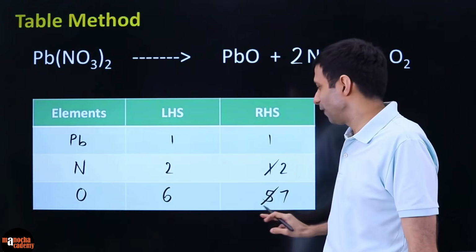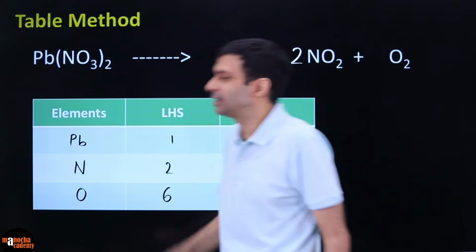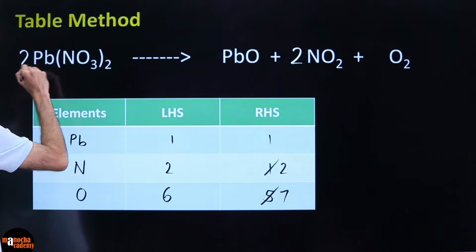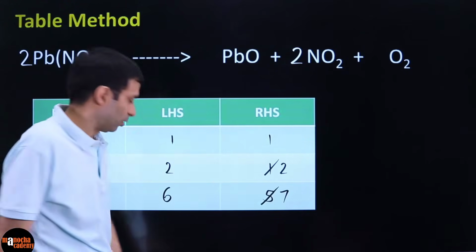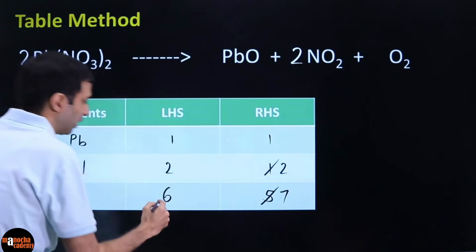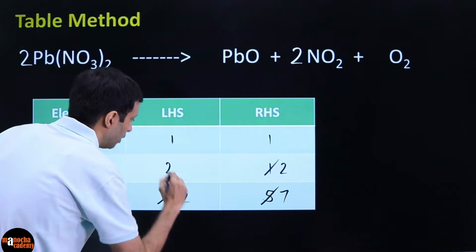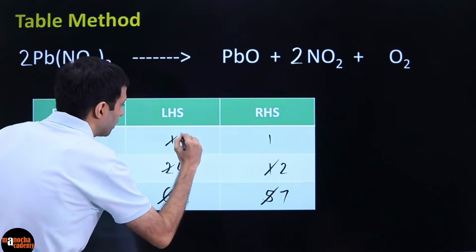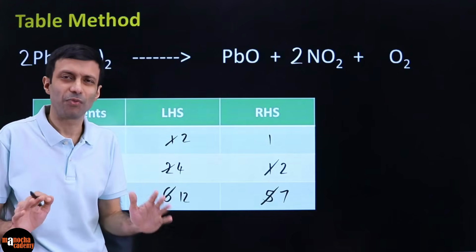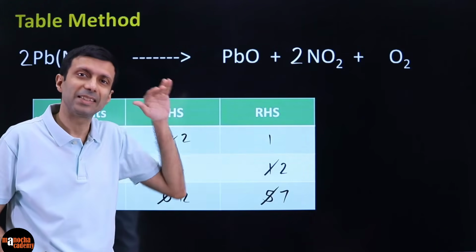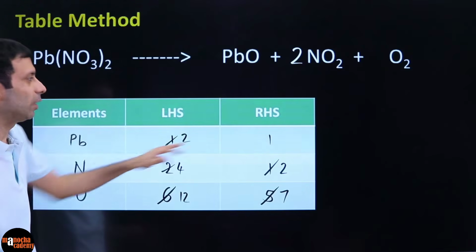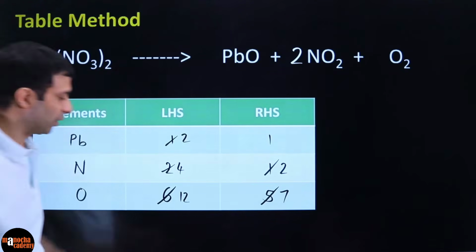So 6 and 7. So let's multiply this entire thing. We have no option but to multiply this entire reactant by 2. You guys agree? So this entire table will multiply by 2. All the elements we have multiplied by 2. So 6 becomes 12, 2 becomes 4, 1 becomes 2. So looks like we have disturbed the whole table. But don't worry. We'll again go and balance each element, again starting with the easy ones. So lead is 2 here, only 1 there. So first let's finish off lead.